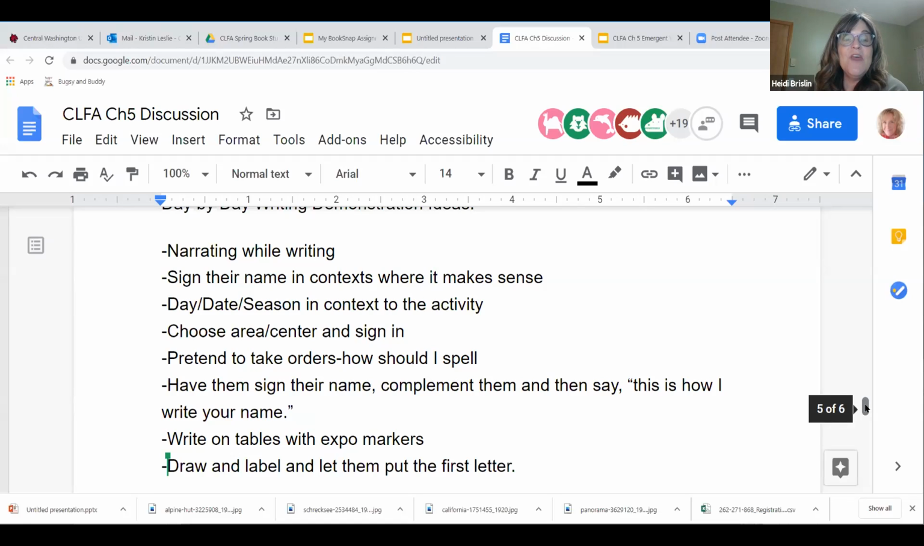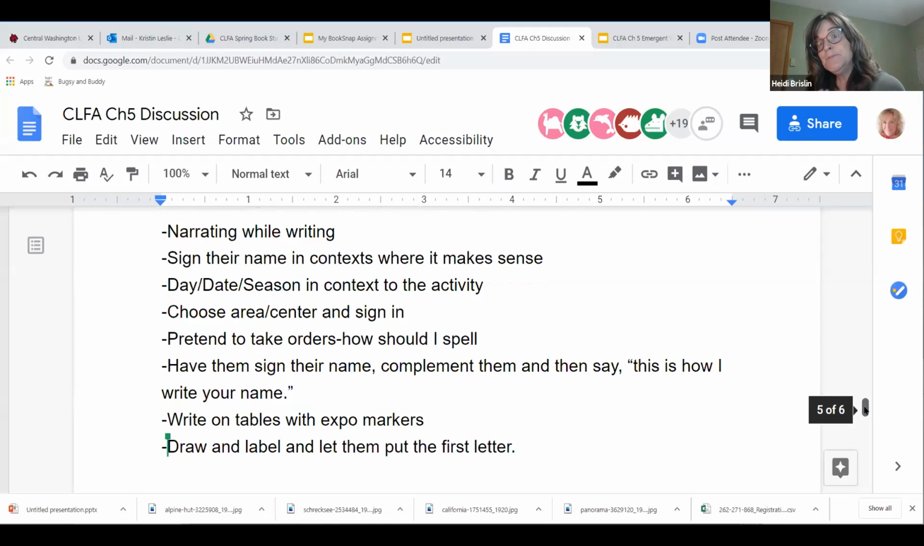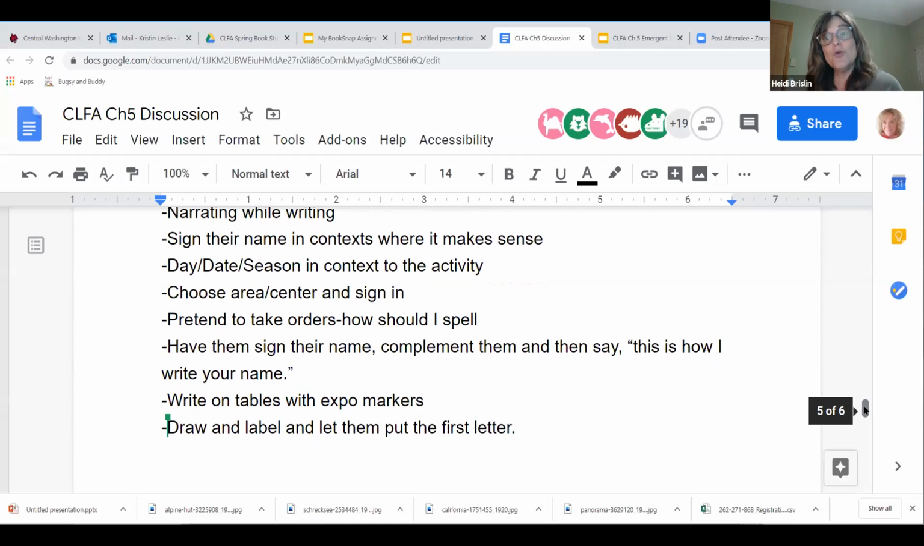Lisa had some great ideas. She'll pretend to take orders. She'll either have them take orders, or she'll be the order taker. Like we're at McDonald's, let's write down your order. And how do you spell hamburger? What do you think hamburger starts with? And letting them start to do that. And just some fun creative ways for writing on tables and different things.